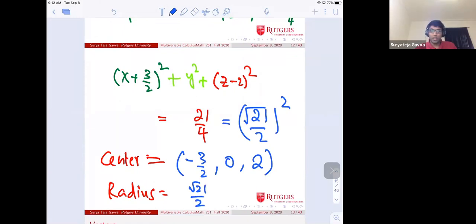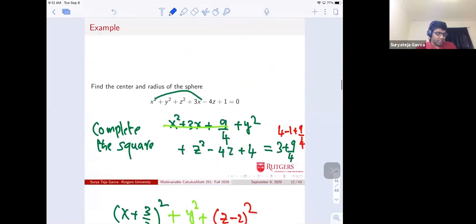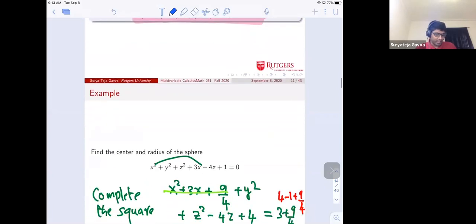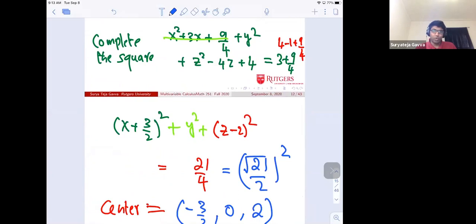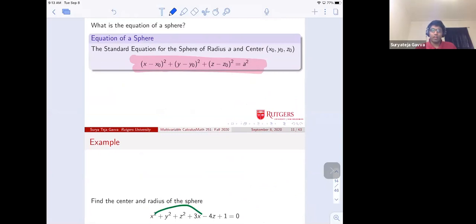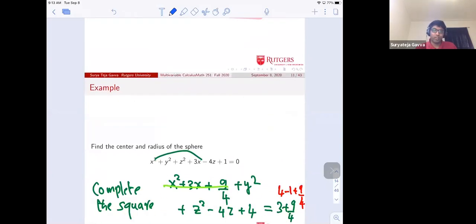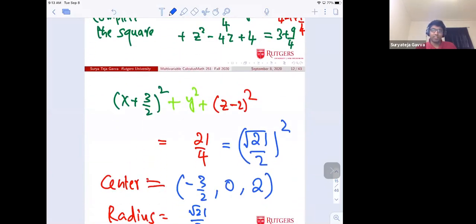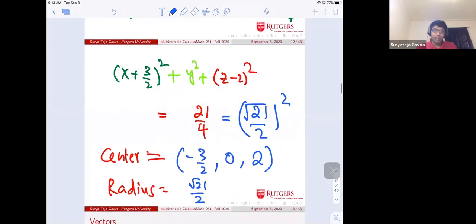Okay, so that's how you do it. Sometimes the equation doesn't look like this, because there are different ways of writing the equation. Instead of writing x plus 3 over 2 squared plus y squared plus z minus 2 squared, people expanded the squares, and that's why it became an equation like this. To recognize that it is of this form, you have to complete the squares, and once you do, you can read off the center and the radius. Okay, questions on this?